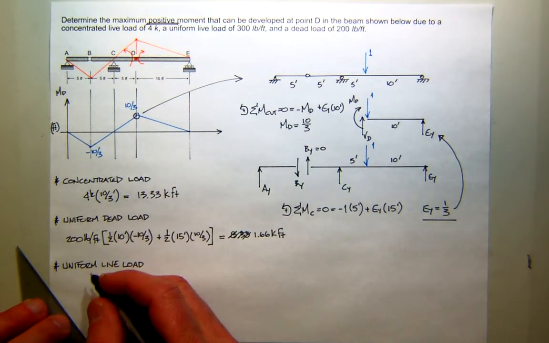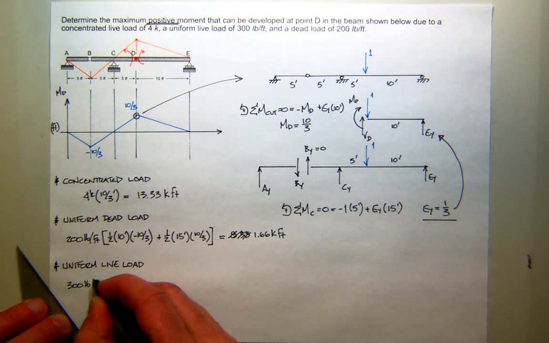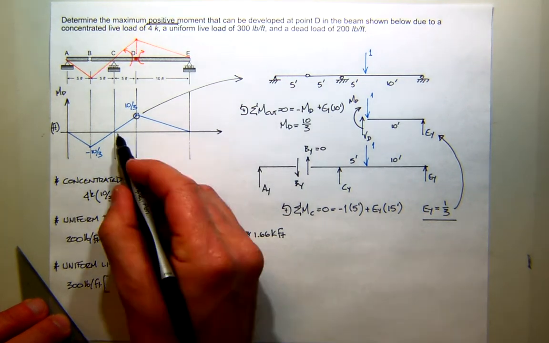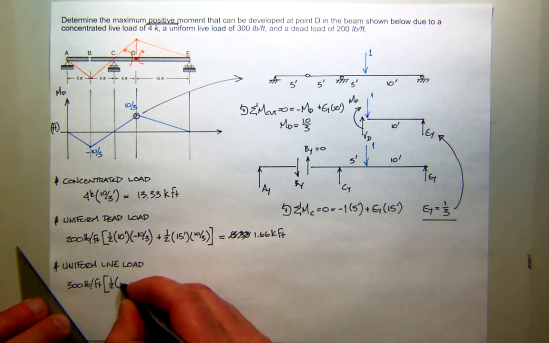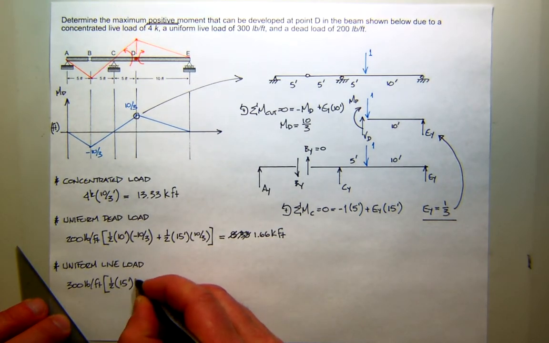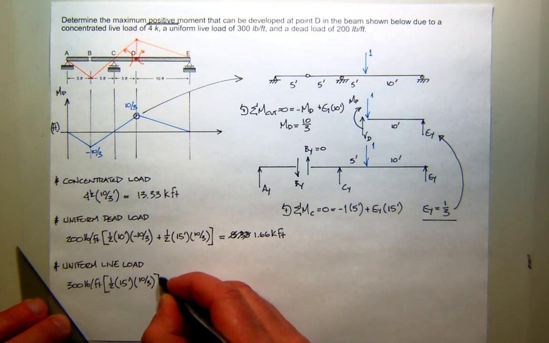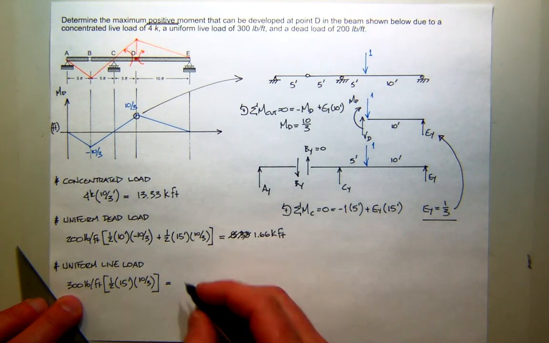So I'll go back now and compute that. So the live load has a 300 pound per foot load. And then this time, I'll only take the area of the positive part of the curve. So that'll be 1/2 base, which is 15 feet, height, which is positive 10/3. So what's that? 25. I'm sorry? 7.5.